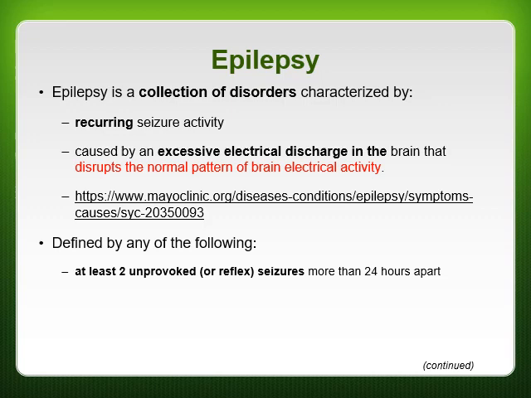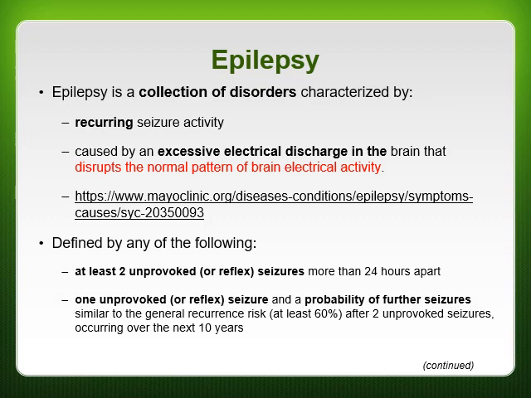It's defined by at least 2 unprovoked seizures more than 24 hours apart. So not just one in isolation, it's 2 in some succession of time. Or 1 unprovoked reflex seizure and a probability of further seizures similar to general recurrence risk after 2 unprovoked seizures occurring over the next 10 years.